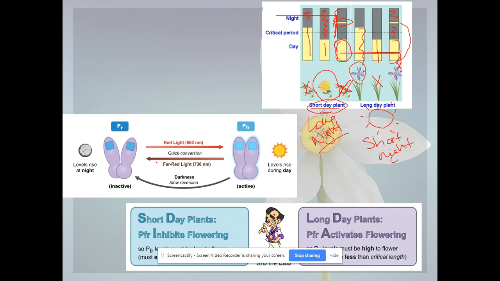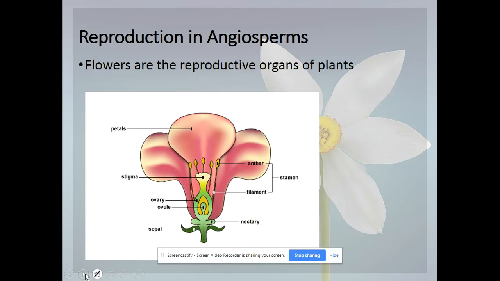This is just showing another picture. So this is our phytochrome red being activated by the sunshine into phytochrome far red. This is the active version. This will be either our inhibitor or our promoter, depending on whether we're looking at a short day plant or a long day plant. So what do these flowers even look like once we get them bloomed?